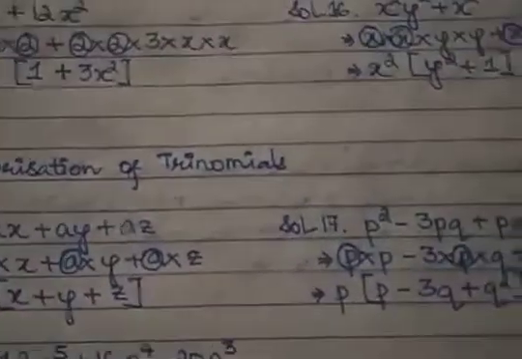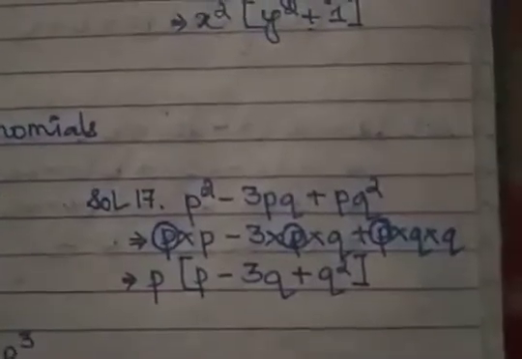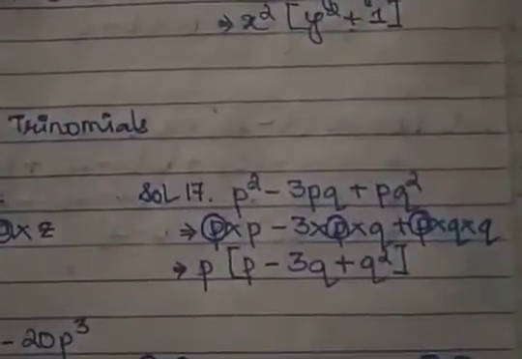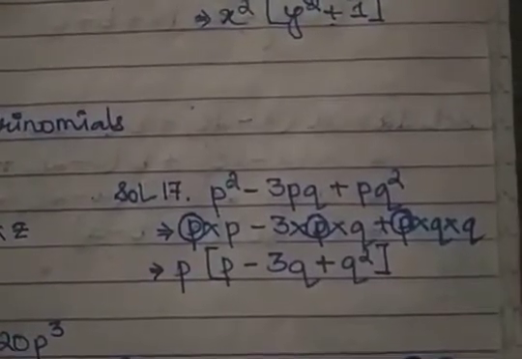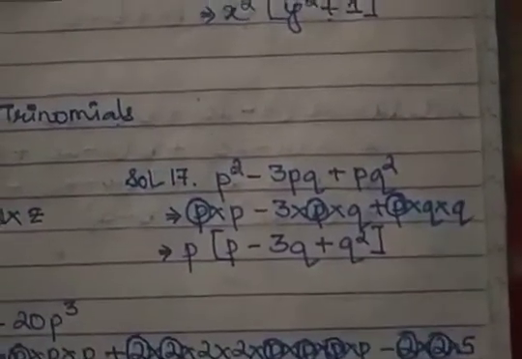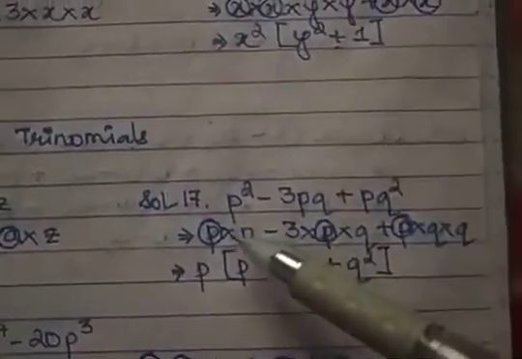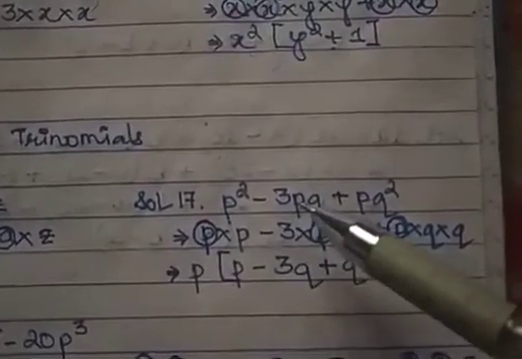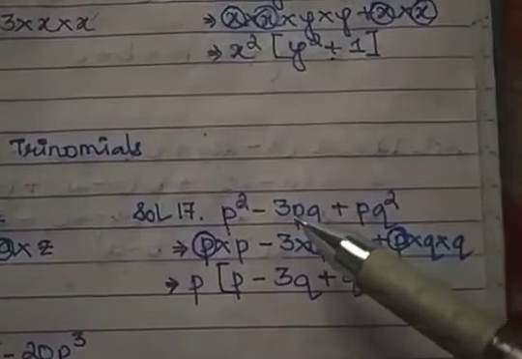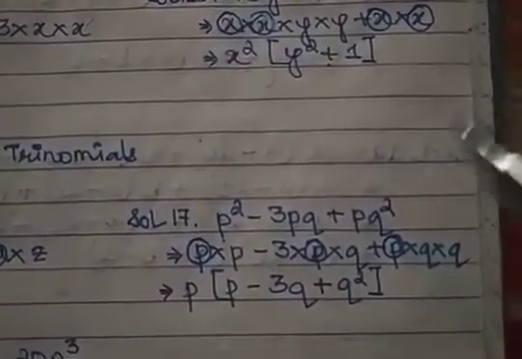Okay, and question number 17. Moving on to the next question, again we have a trinomial. The question is p square minus 3pq plus pq square. Again, I have expressed all the terms in its factors. For p square I have written p into p. For the second term, that is 3pq, I have written 3 into p into q, because I know the relation between the constant and the variables is multiplication. These are all things we have done in basics, isn't it? For pq squared, I have written p into q q.